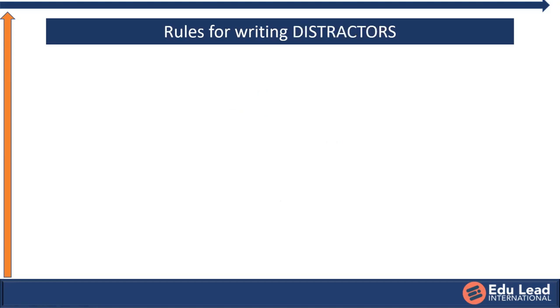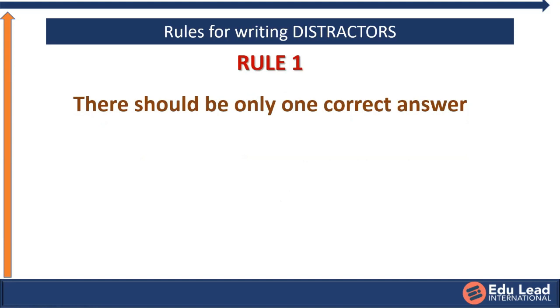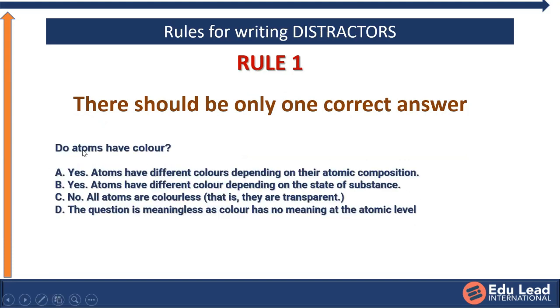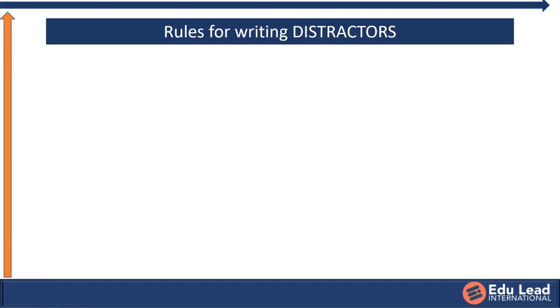Now let's understand what the rules for writing the distractors are. Rule number 1: there should be only one correct answer. So you should check and recheck that there is just one correct answer. Here, take a question like, do atoms have color? You have to see that of all the 4 options given, 3 are completely wrong and only 1 is absolutely correct. So this is one of the basic fundamental rules of creating distractors.